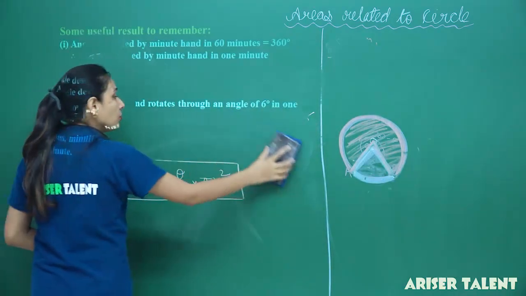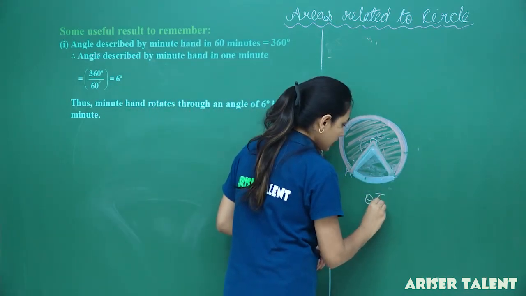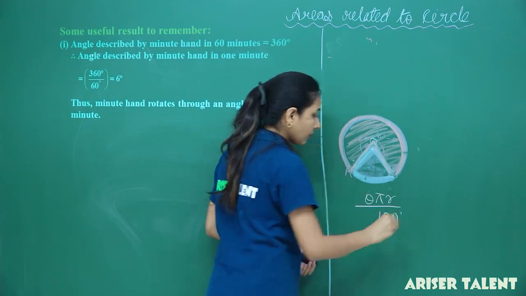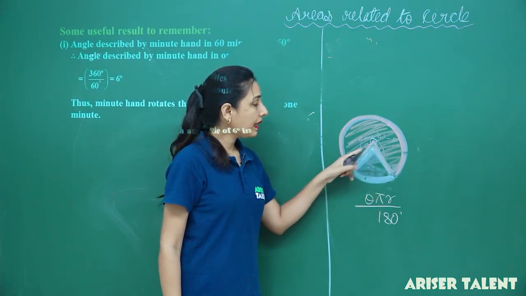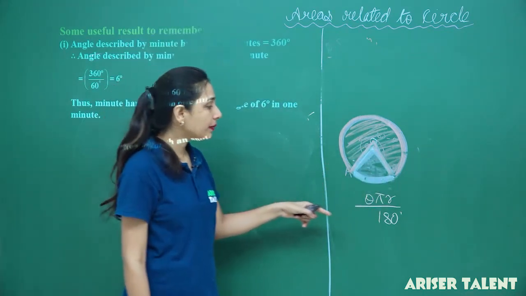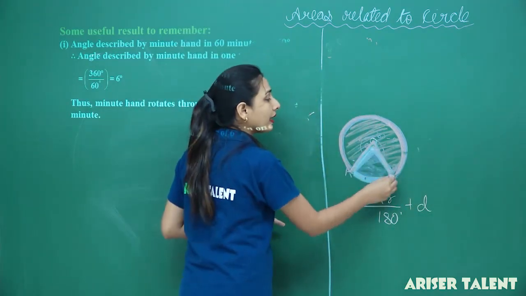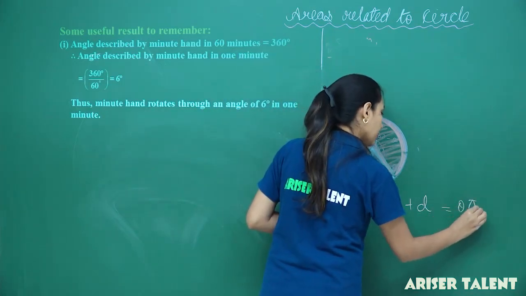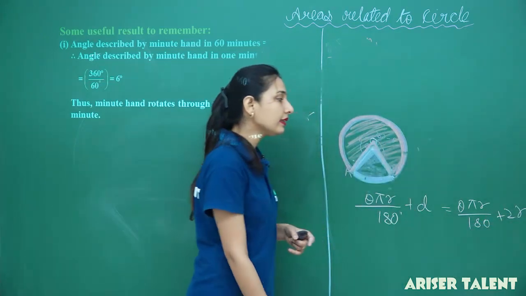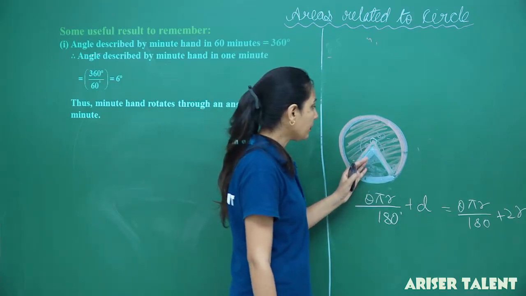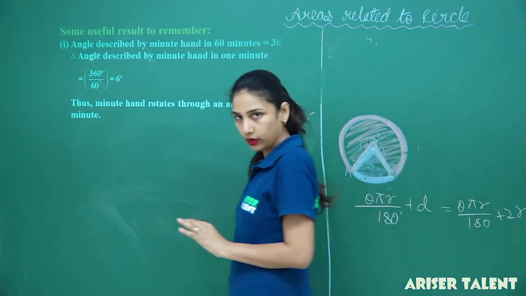Okay, students, you know that this arc length is theta pi r by 180. So, if I ask you the periphery of this minor segment, what will it be? It will be the length of arc L plus D, where D is 2r. So, you can write it as theta pi r by 180 plus 2r. If you are ever asked about the periphery of this minor segment, you can easily answer.